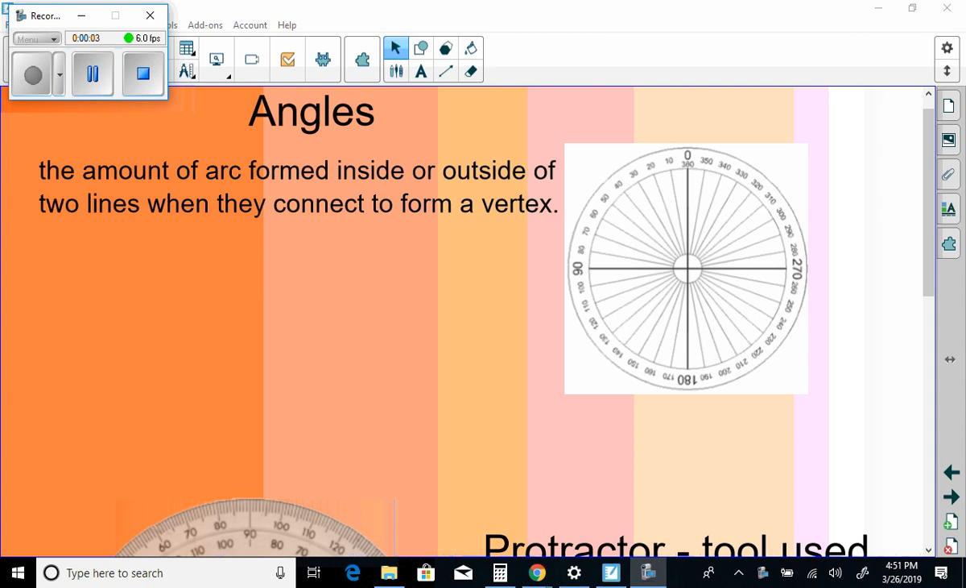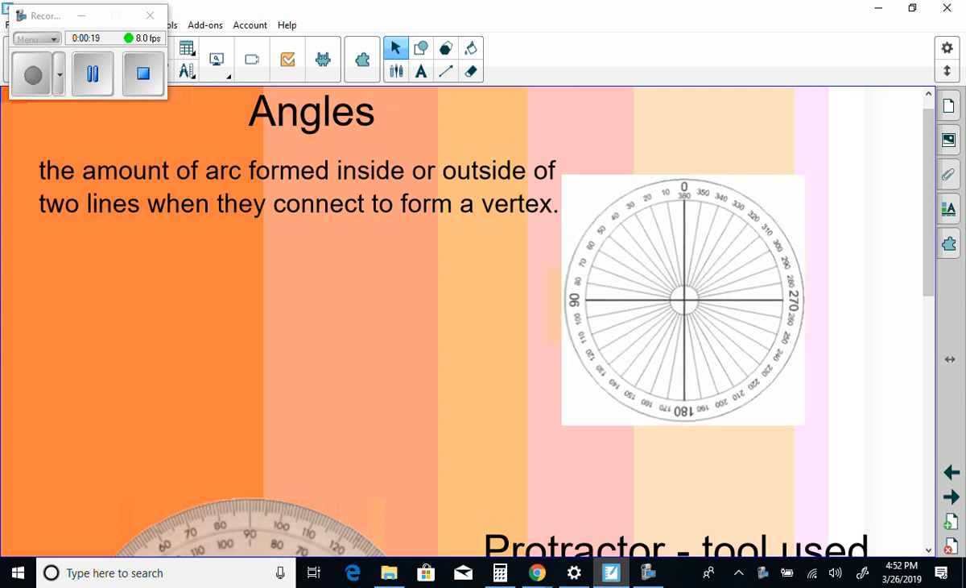Angles. Angles are the amount of arc formed inside or outside of two lines when they connect to form a vertex. You probably are looking at this like, what? So all angles, let me say this, are based on a circle. And right here I have a circle.